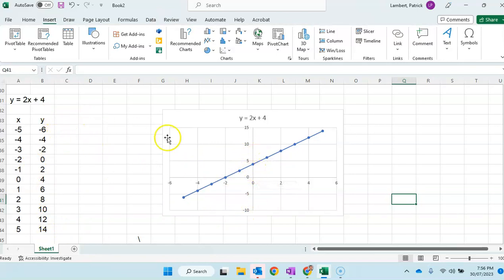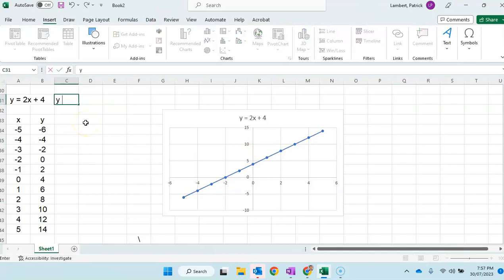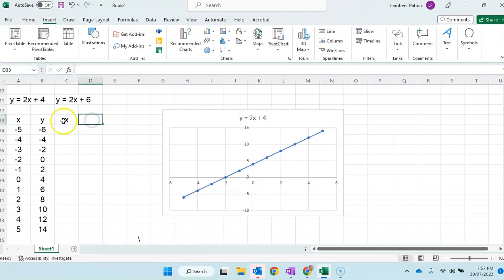Now this time I'm going to go to +6, and we should see it move up the y-axis. So we'll go to y equals twice x plus 6, and we've got the same values for x. So we go to our table of values. We don't need the x, we've already got the x, so that would just be another y value. And again, it's twice x plus 6.